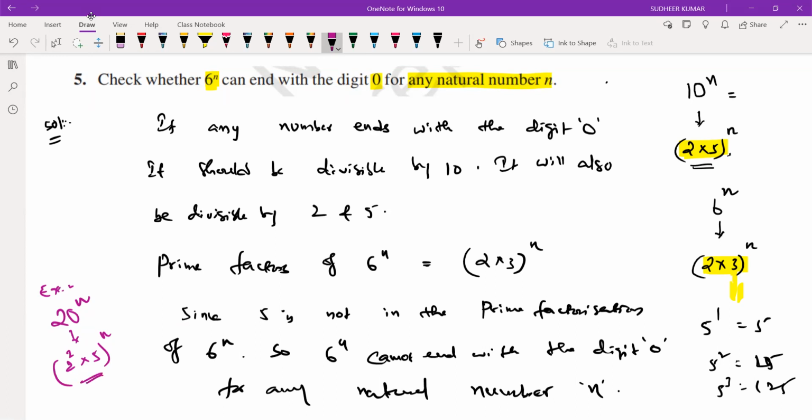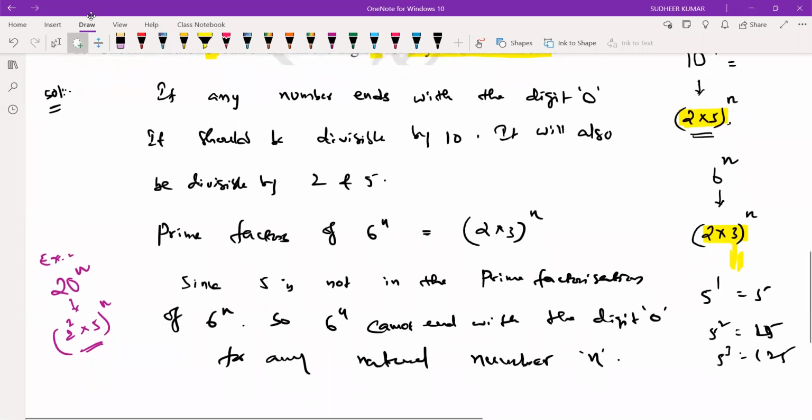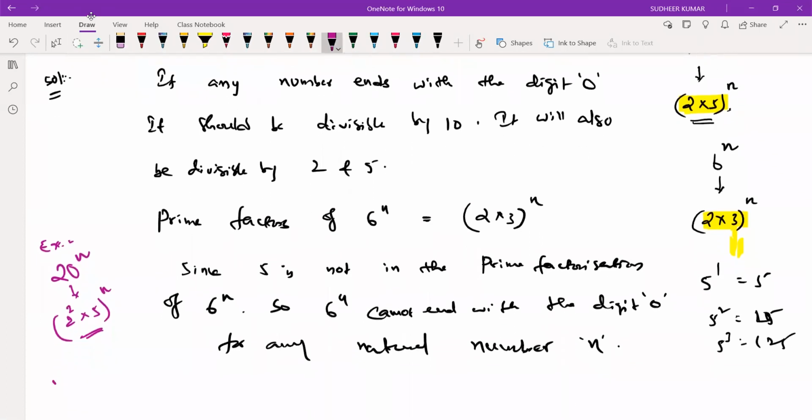Sir, if a number's factor is 2 into 3 into 5, what will happen? It will come, ma'am. So 2 and 5 should come, no, sir? Yes, 2 and 5 must come. There may be a chance of other prime numbers also coming with that number, but there must be 2 and 5, because 2 and 5 gives 10.